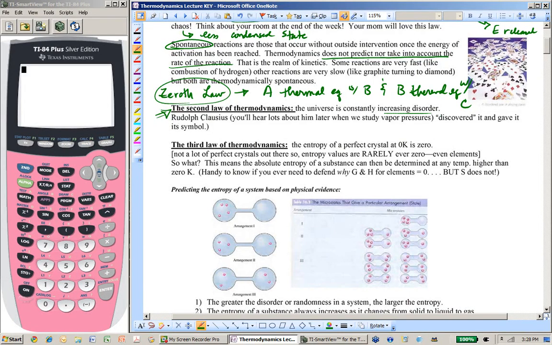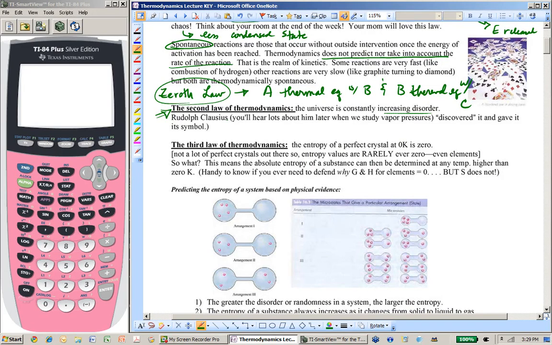And a gentleman named Rudolf Clausius, I believe is how you would say it, that's how I was taught to say it anyway, and you'll hear a lot about him later when we study vapor pressures in a different unit. He discovered this second law of thermodynamics, which means he really was the first to state it, and an argument could be made that it might have been Gibbs as well, but he gave it its symbol. So it's his fault that entropy is symbolized by an S when an S is not in the word entropy.